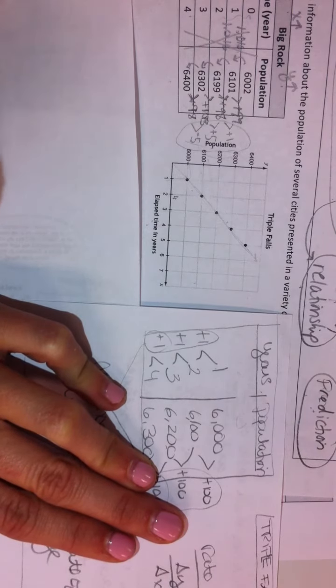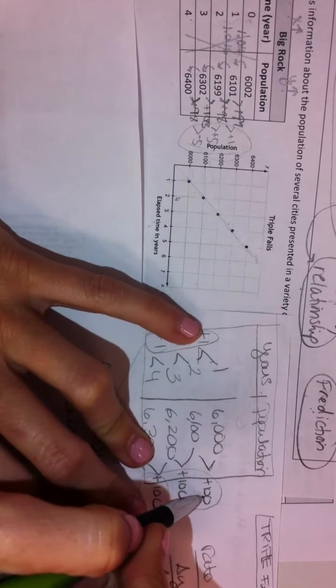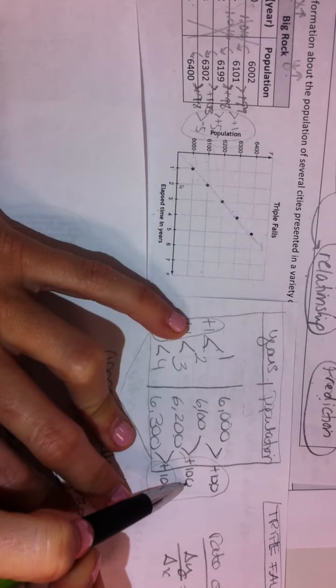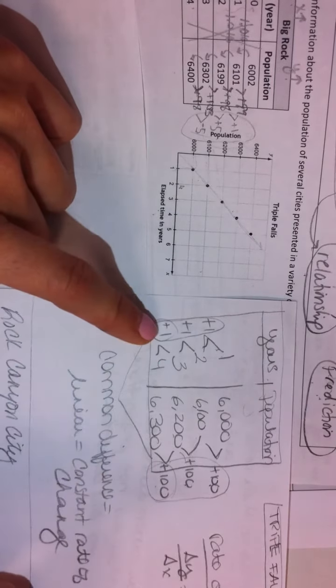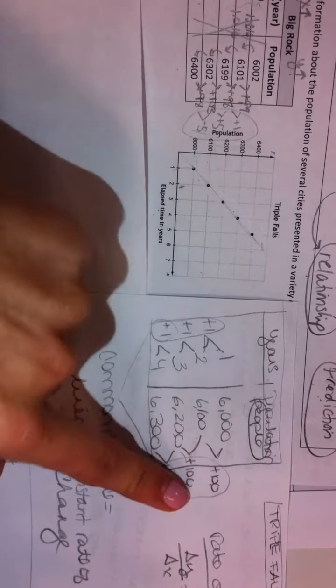So now we have to test. Is it a constant rate of change? Well, the first rate of change is 100 divided by 1, which is 100. The second rate of change is 100 divided by 1, which is also 100. The third rate is 100 divided by 1, which is also 100. So my rate of change every single time was positive 100 population per year. It might make a little more sense if we just say people per year. So every year, you're adding 100 people. So our rate is 100 people per year.